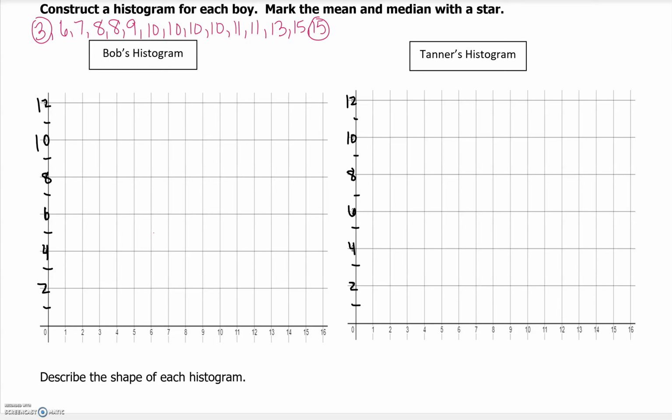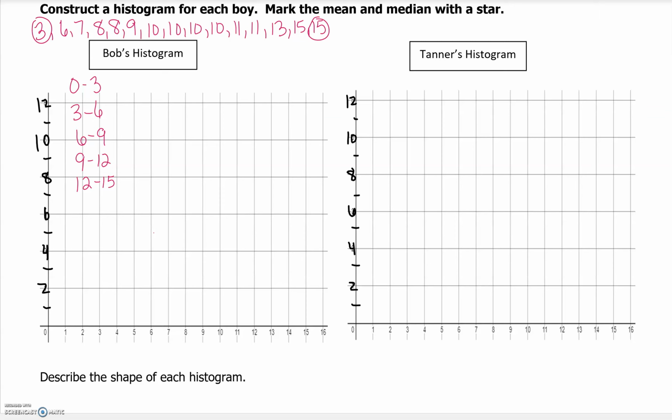I'm going to use this to help determine a scale that will give me between about 5 and 10 groups. So looking at the lowest number 3 and the highest number 15, I'm going to make groups of 3. So that should give me 5 groups of 3. So my groups are going to go from 0 to 3, 3 to 6, 6 to 9, 9 to 12, and then 12 to 15. So notice I have 5 groups of 3.